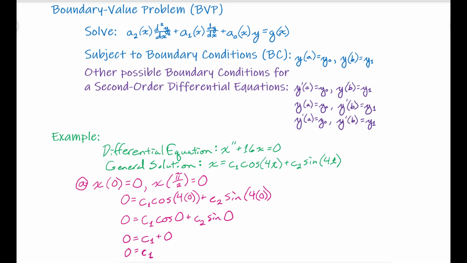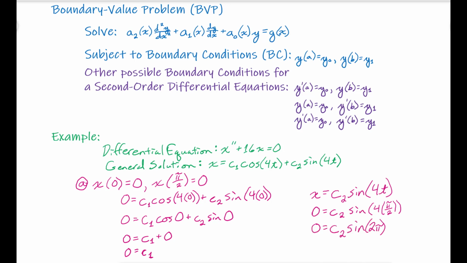Now that I know that c1 must be 0 to satisfy my first boundary condition, I can plug it in before using my second boundary condition. When I do so, plugging 0 in for c1, I'll get x equals c2 sine of 4t. Now I can plug in my second boundary condition to solve for c2. So I'll plug in pi over 2 for t and 0 for x. 0 equals c2 sine of 4 times pi over 2. Now 4 times pi over 2 is going to equal 2 pi.